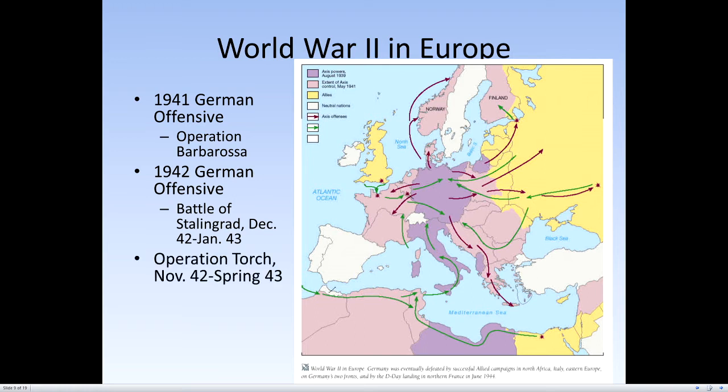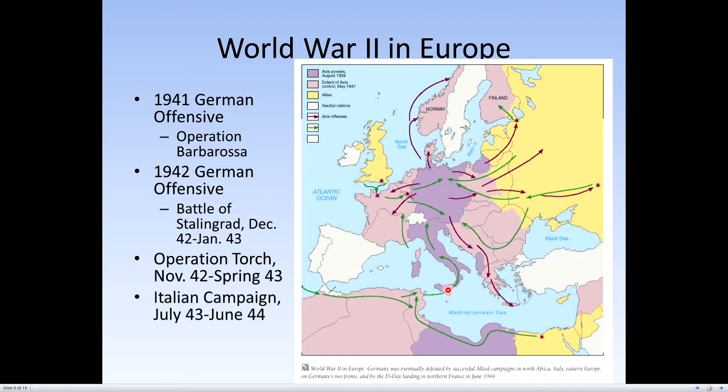We, on the other end, start to get involved in the war in Europe with Operation Torch. Now, Operation Torch is going to happen down in North Africa. If you see this green arrow down here, this is where the U.S. is going to invade up in Morocco and then work their way across North Africa to Tunisia, and they're going to start to push the Germans and the Italians out of there.